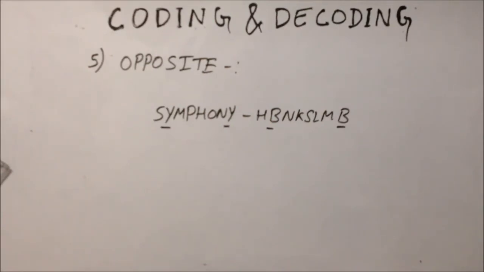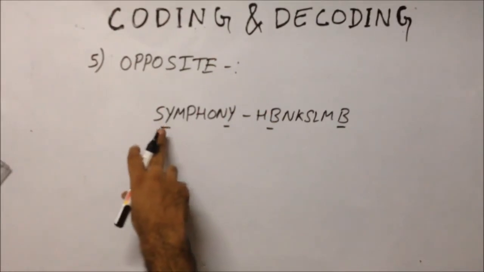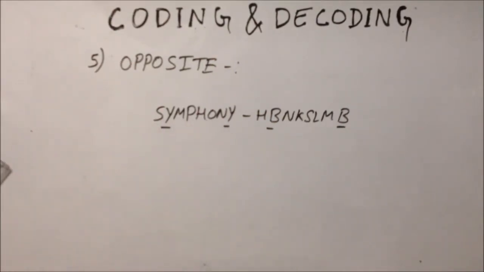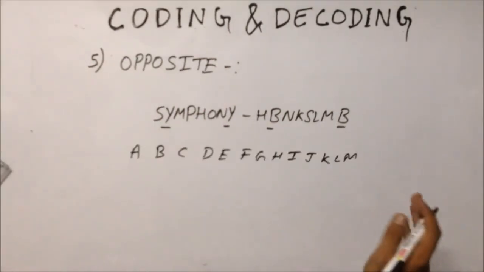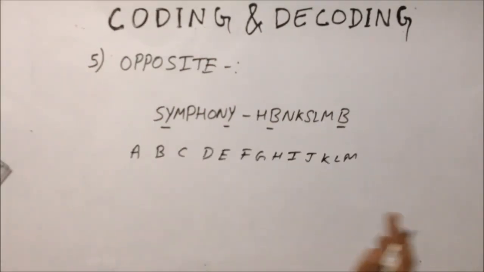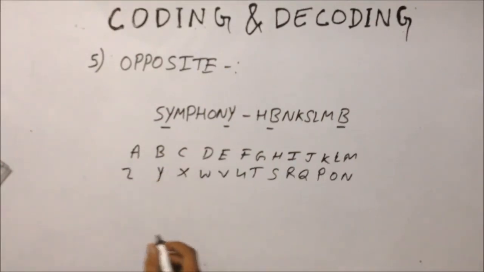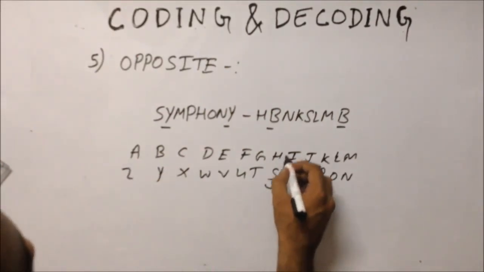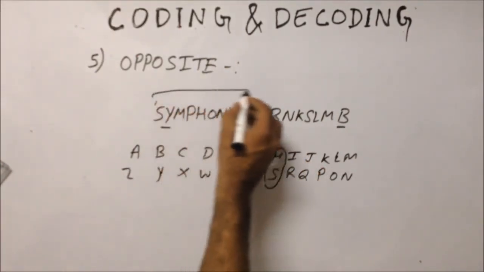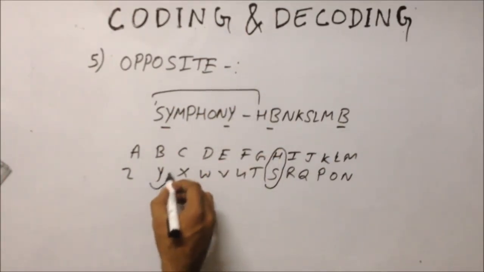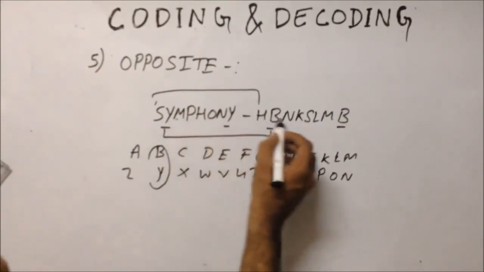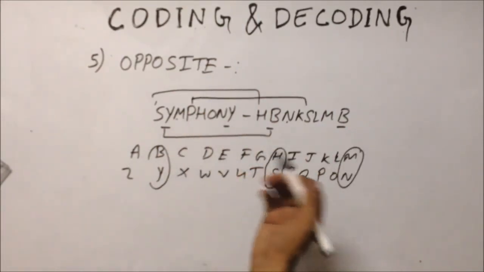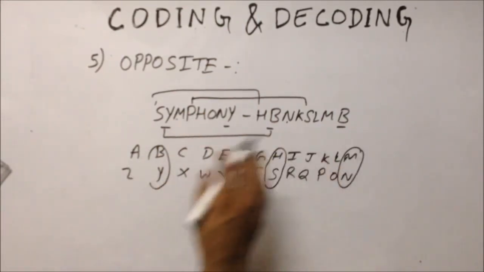Now this is the most difficult pattern, as it is very difficult to gauge what would be the opposite of S. So for this what you need to do is write A, B, C, D till Z, and then write the same letters again in opposite order below. Now you can see the opposite of S is H, and here the code for S is H. The opposite of Y is B, and here the code of Y is B. The opposite of M is N. So similarly, we can do the question using this code.